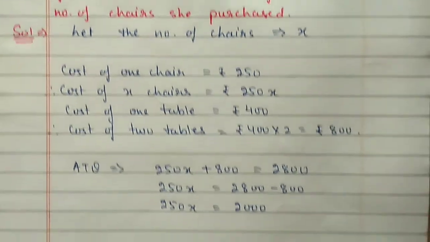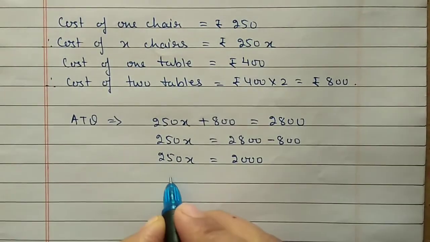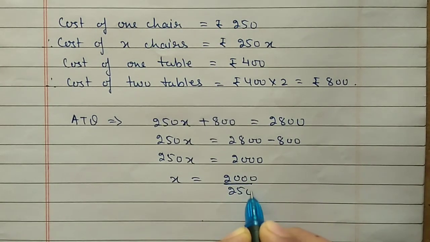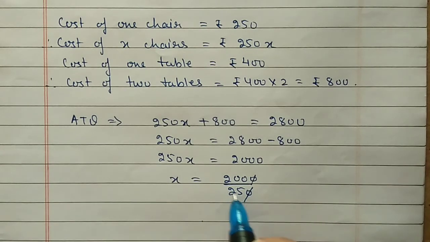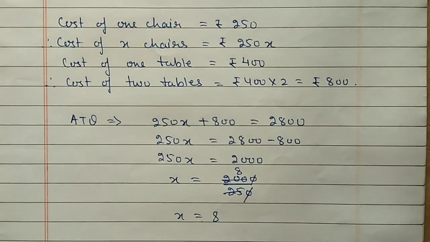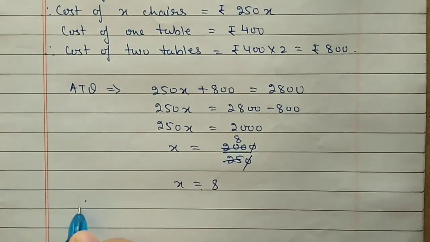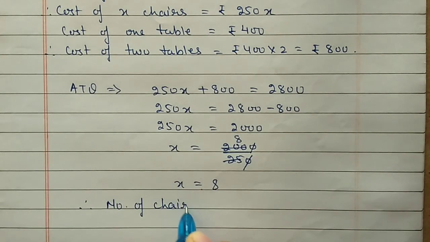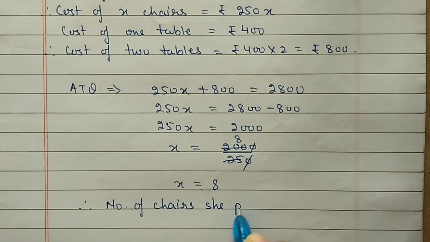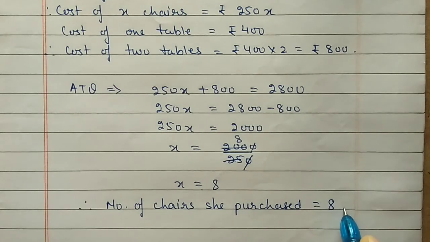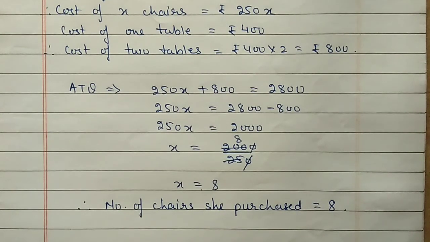Now 250 also we can shift to the other side. 250 will go for division. 0 we can cancel, and from the 5 table or directly from the 25 table you can cancel. 8 times it will go. So the value of x is 8. It means the number of chairs she purchased is equal to 8.